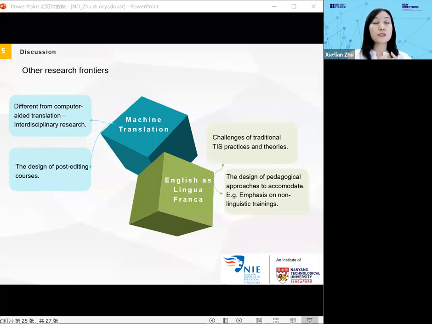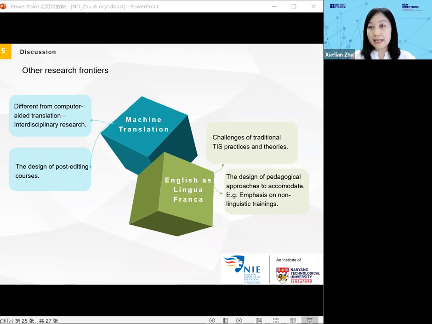For example, machine translation. Machine translation is different from computer-assisted translation. Machine translation is basically a linguistic activity mainly undertaken by machines, with humans maybe acting as subordinates, but computer-assisted translation means humans are the main body, but machines can assist humans. So due to its nature of automatic translation, machine translation has introduced interdisciplinary research in TS. It also introduced some implications for pedagogy.